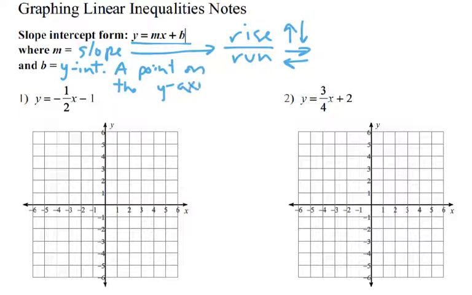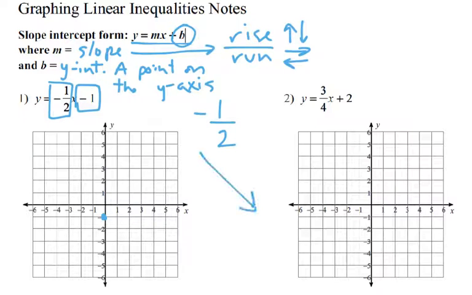So we use that y-intercept to start. So this -1 would be our y-intercept. So on the y-axis we go to -1. And now we know where to start. Then we take a look at our slope. -1/2.